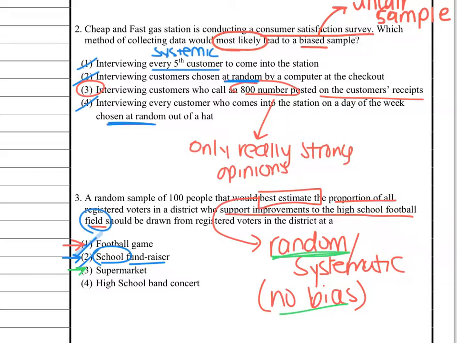And the last option, I just want to read it to make sure that we don't have a good alternative here, is the high school band concert. So again, you're dealing with something related to the school, just like the school fundraiser. Again, it's not related to football necessarily, but it's related to the school, and so usually you care, again, about your school. So the most random sample with limited bias to give us the best estimate for the proportion of registered voters would be the supermarket. Flip it over and we've got 3 more questions.